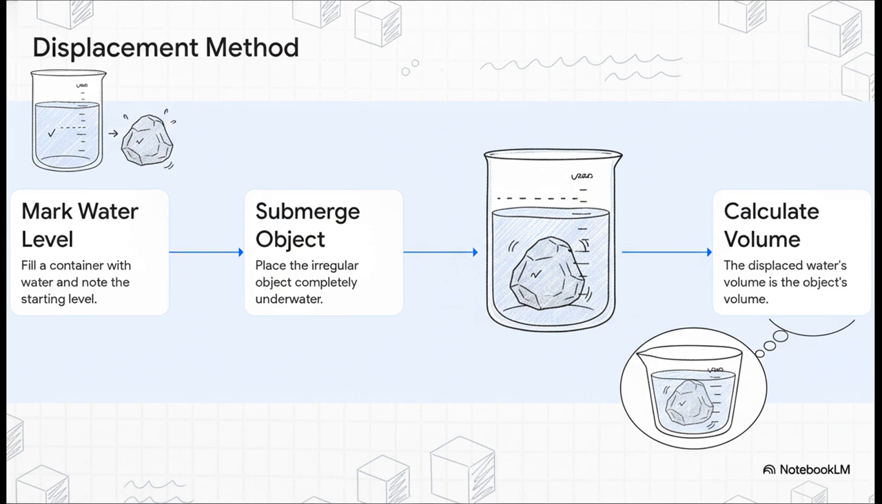It's so easy. You just fill a container with water and mark the level. Then, you completely submerge your rock, or whatever it is. Naturally, the water level rises because the rock has pushed, or displaced, a bunch of water out of the way. And get this, the volume of that water that was pushed up, that is exactly the volume of your object. It works for anything that won't get ruined by water.